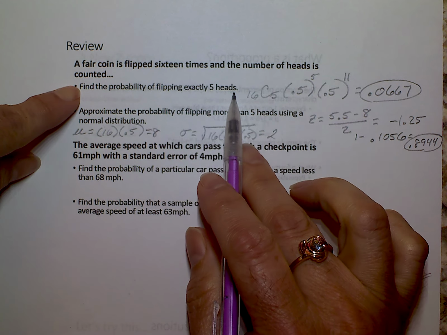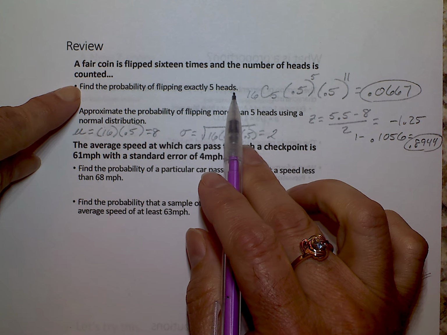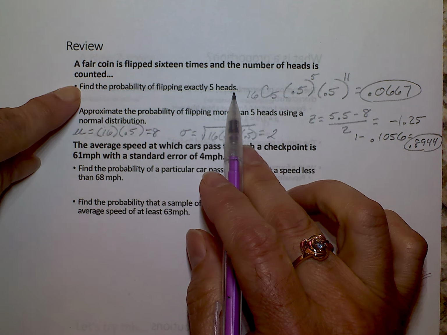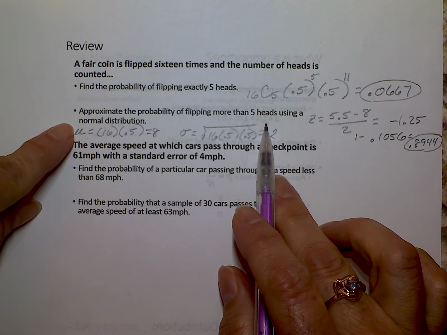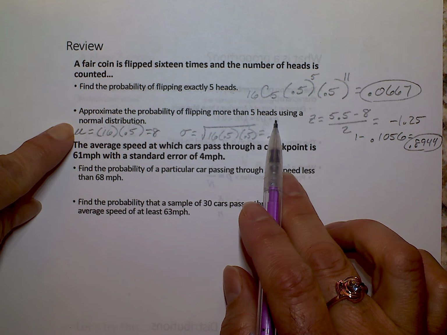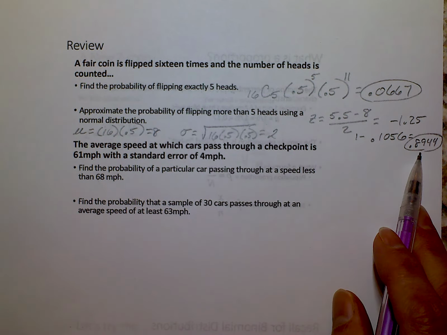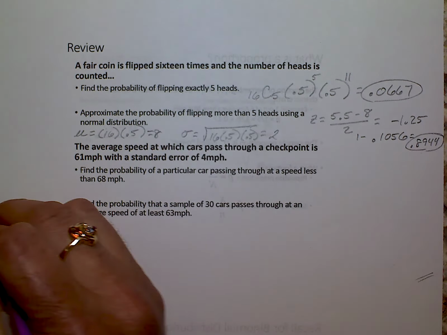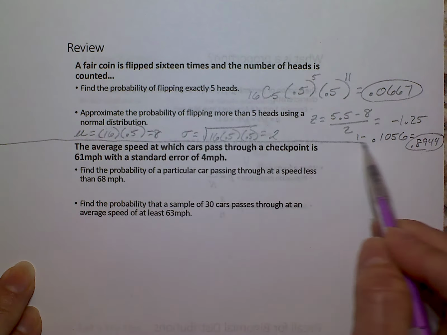Okay, so that's the difference between those two problems. I can do exactly 5 heads, or exactly whatever, unless I want to approximate it using a normal. Flipping more than 5 heads would be kind of painful to do by hand, right? So it's easier to use a normal approximation to help me get through that. Alright, I'm going to separate these. That's a lot of stuff mushing together here.